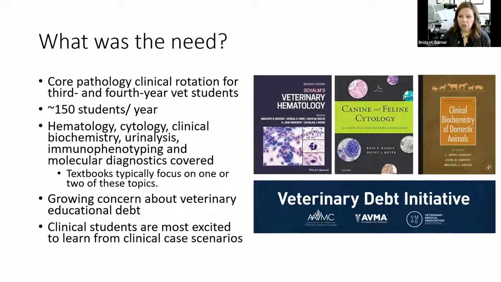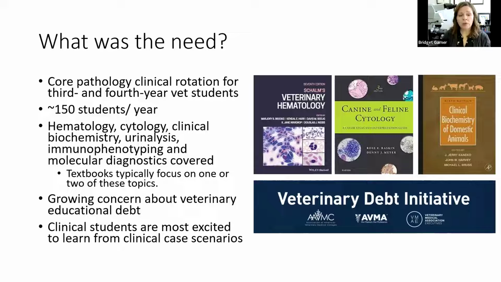Topics include hematology, cytology, clinical biochemistry, urinalysis, immunophenotyping, molecular diagnostics, and more. And while there are a lot of wonderful veterinary medical textbooks out there, usually they focus on only one, maybe two of these topics. And so if students want to have resources, obviously they would need to buy a lot of different texts. This, in conjunction with a growing concern about veterinary educational debt, led us to realize that open educational resources are particularly important for our veterinary medical students.